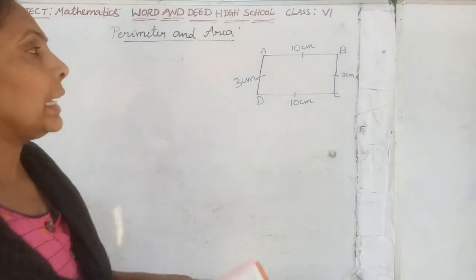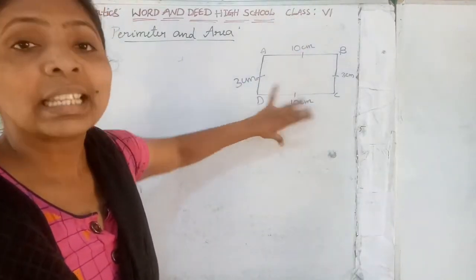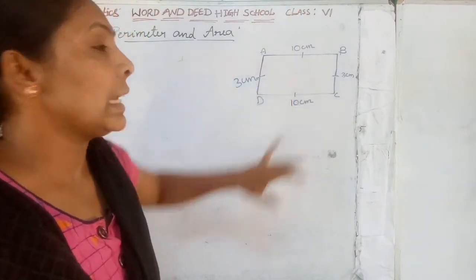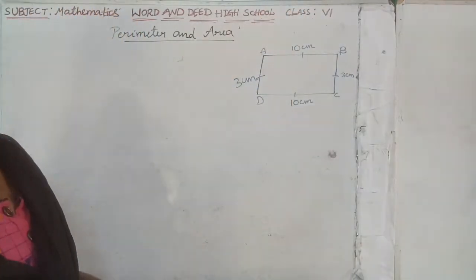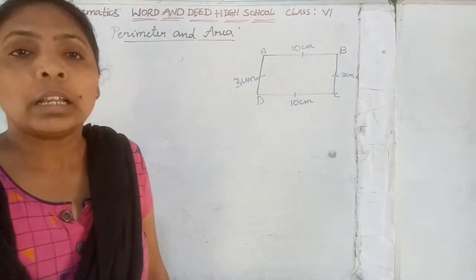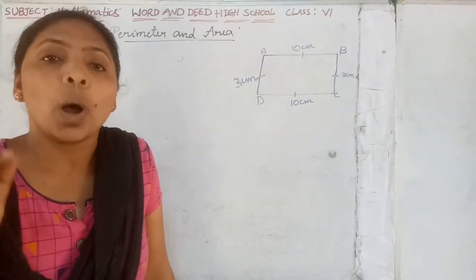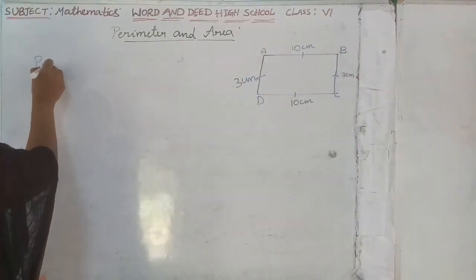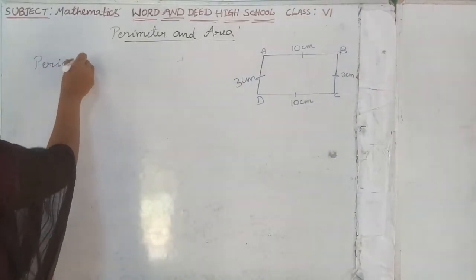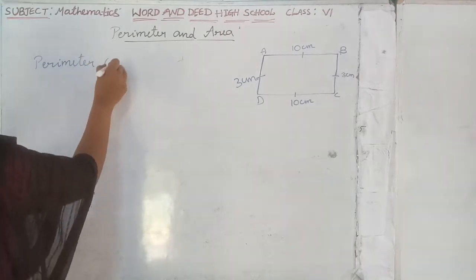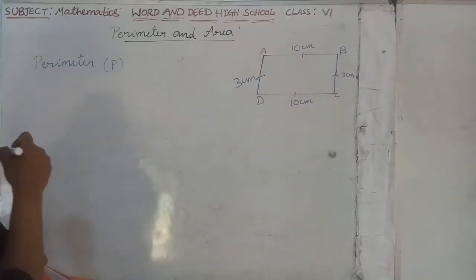So in rectangle opposite sides are the same. Suppose 3 centimeters, 3 centimeters, 10 centimeters, 10 centimeters. So we can find the perimeter, children. How can you find the perimeter? Just now we have learned: sum of the lengths of all the sides. So perimeter is equal to, the letter P we can denote it by perimeter.